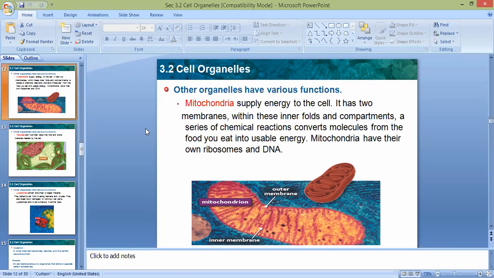And it has two membranes. It has its own DNA and ribosomes. So, how does the mitochondria supply energy? Within these inner folds and compartments, a series of chemical reactions convert molecules from the food you eat into usable energy. This usable energy will be carried later by ATP after breaking down the bonds between the atoms.